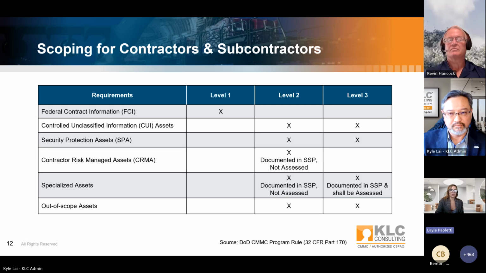is not a change. CRMA and specialized assets are not assessed, but they are in scope, meaning that they must be documented in your SSP. They must be categorized as well. If you notice here for level 3, for specialized assets, these will be documented in your SSP and assessed. And then finally, out of scope is still simply out of scope, but those out of scope assets must be identified.